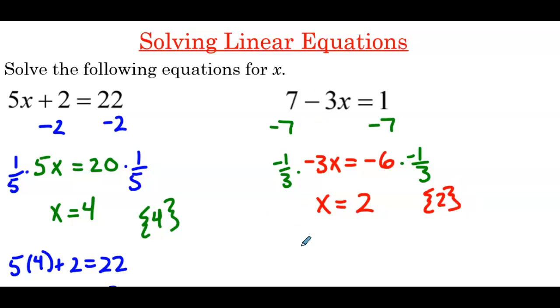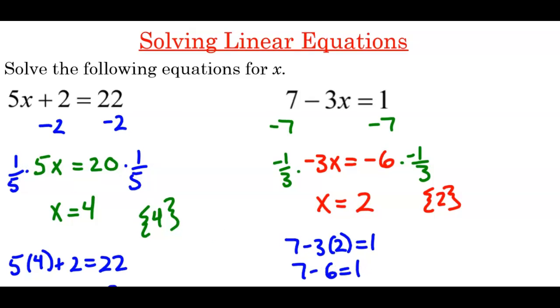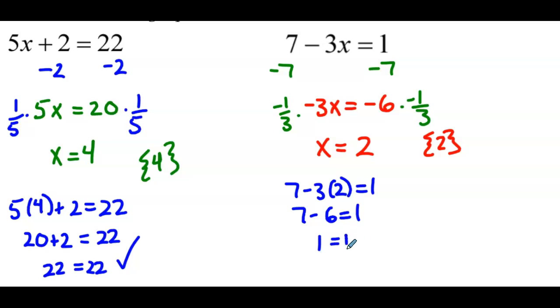Again, take the time to check our answer. So is 7 minus 3 times 2 equal to 1? So is 7 minus 6 equal to 1? Well, 1 is equal to 1, so we solved it correctly.